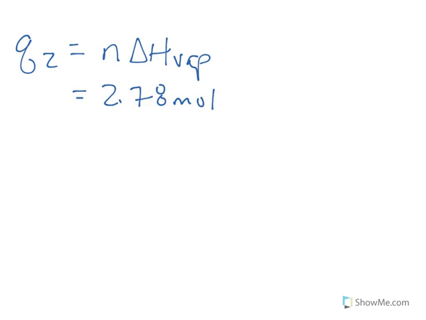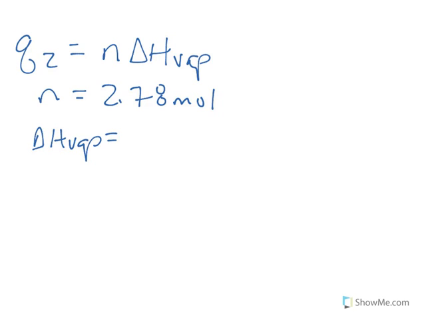So this is that latent heat of vaporization. All right. So that is going to be equal to n delta H, and the process that we're going through is vaporization. What's nice about this is we already know the moles, because we're not losing any of the material. So it's 2.78 mole is my n.